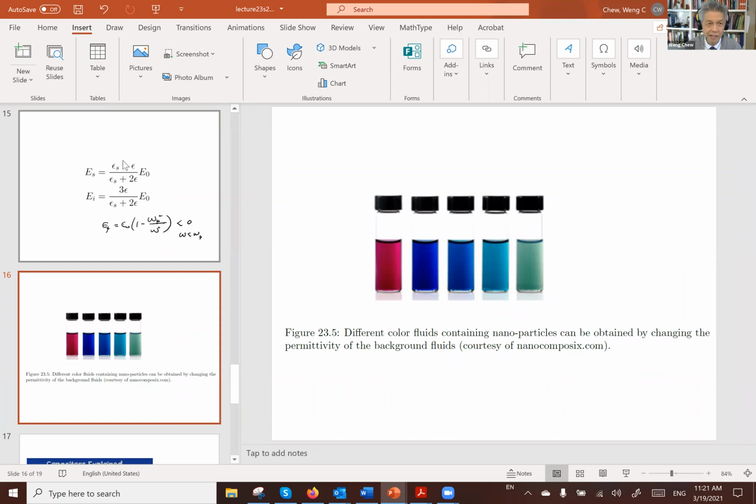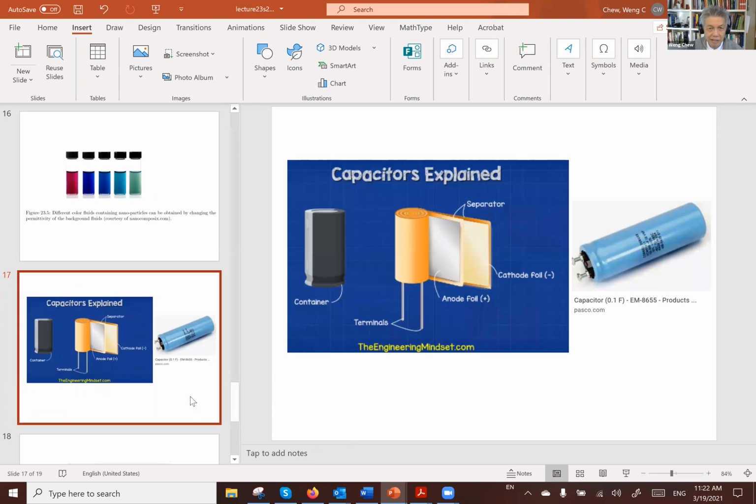So you can get these plasmonic nanoparticles to resonate, and they will have a very strong glow when you shine light on them. However, you can change the resonance frequency of the glow by changing the background material. That's what they do here. They put the nanoparticles in fluid with different permittivity, and you get different colors coming out of them.